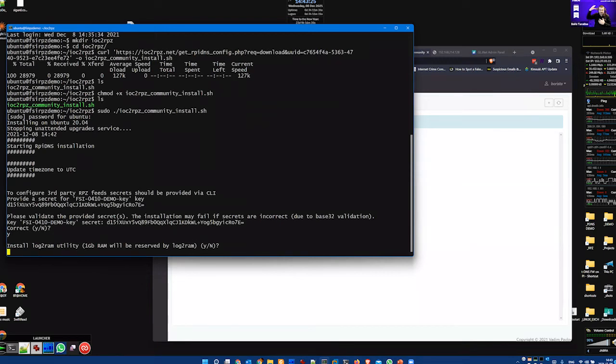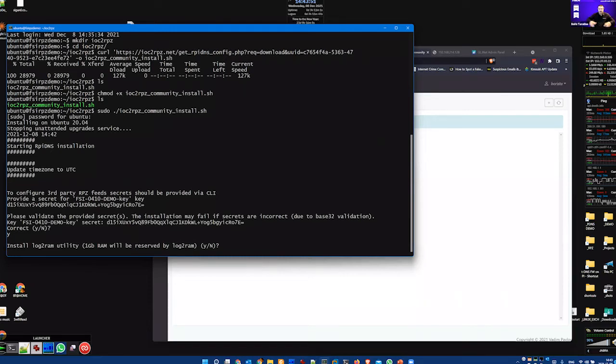So if you have RAM, it's better to run that thing, especially if you run it on SD cards, okay? Because read-write on an SD card makes it work hard, and at some point it will be dead. However, I would say I run my Pi for several years, okay? And I have not experienced any problems, but I do have log to RAM.